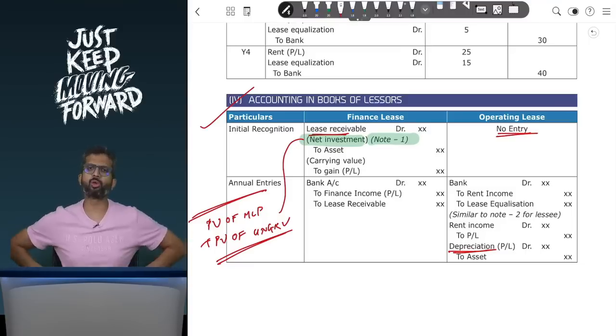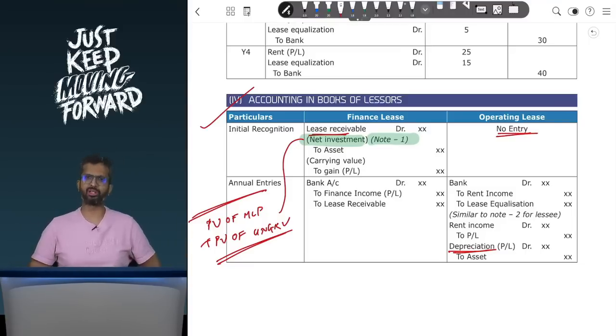What is unguaranteed residual value? Lessor believes he will get 50 on the asset. Lessee has guaranteed that I will give you 20 if you don't get anything. I said, no, 20 is fine, lessee is guaranteeing it, but I am going to get 50, and hence the 30 is unguaranteed. That will be taken in my net investment.